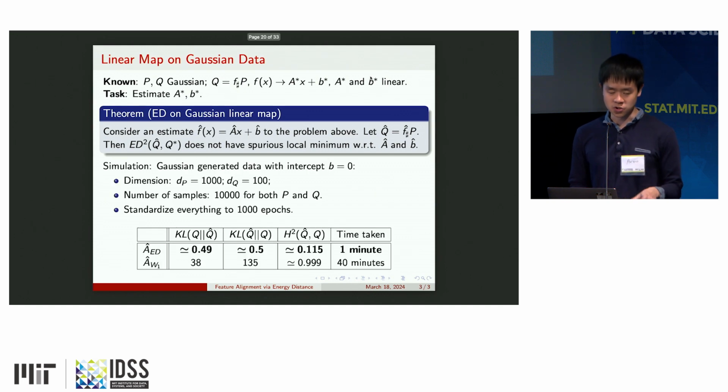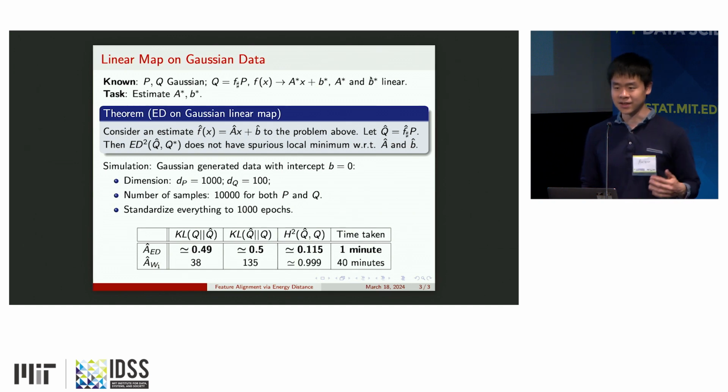And finally, to show why it would work, we did simulation on Gaussian generated data, and standardized everything to 1,000 epochs. We do see that for energy distance, not only is it a lot faster, but it also performs well if you evaluate it using other metrics like KL and also Hellinger distance. So yeah, thank you very much.